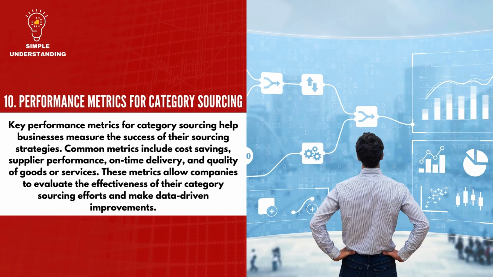Explanation. Key performance metrics for category sourcing help businesses measure the success of their sourcing strategies. Common metrics include cost savings, supplier performance, on-time delivery, and quality of goods or services. These metrics allow companies to evaluate the effectiveness of their category sourcing efforts and make data-driven improvements.